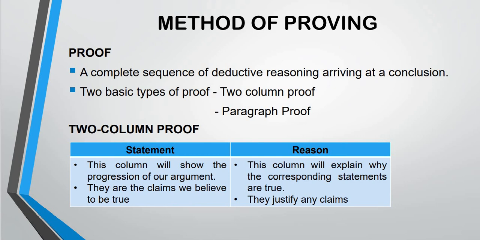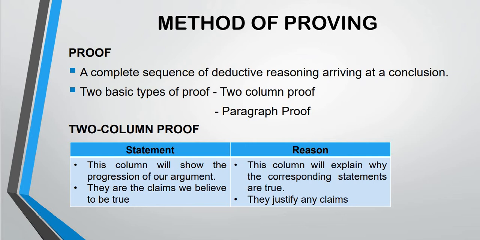Okay, let's go through methods of proving. We have two types of methods of proving. The first one is a complete sequence of deductive reasoning arriving at a conclusion. Two basic types of proof are the two-column proof and the paragraph proof.